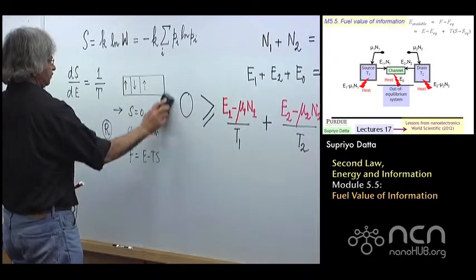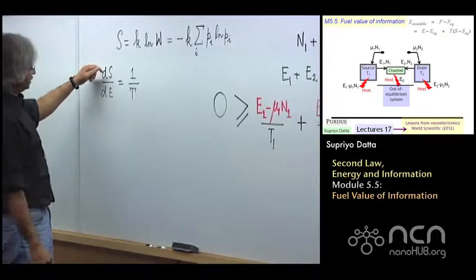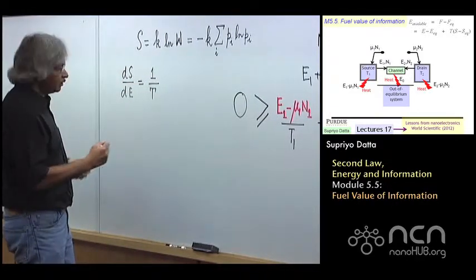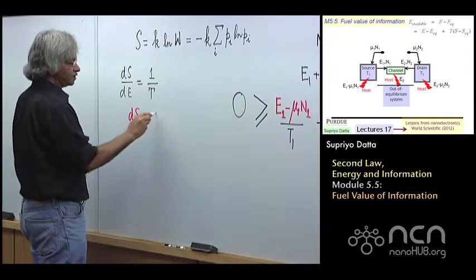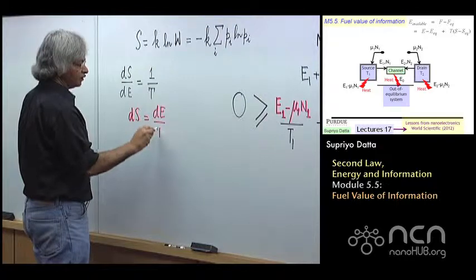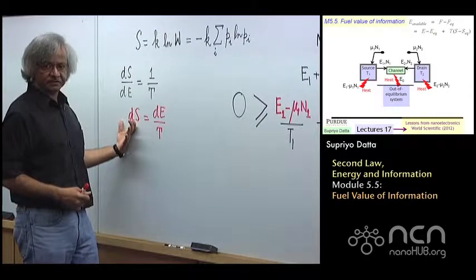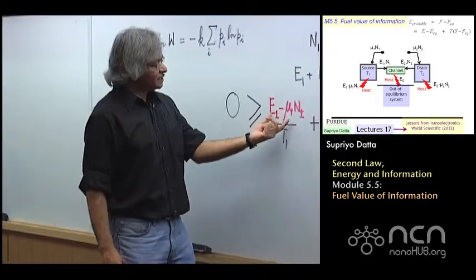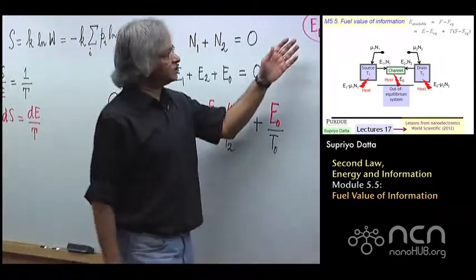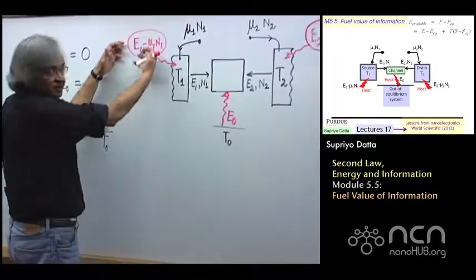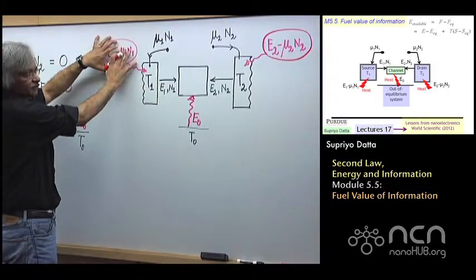maybe I'll take this out from here for the moment. Earlier we had written this dS/dE as 1 over T. What that means is the change in entropy of a reservoir at a given temperature is given by dE over T. So if you give a reservoir some energy, its entropy increases. So this E1 minus mu1 N1, if you remember, denotes the amount of energy just taken from the surroundings here. So that sort of corresponds to the decrease in entropy of this reservoir.